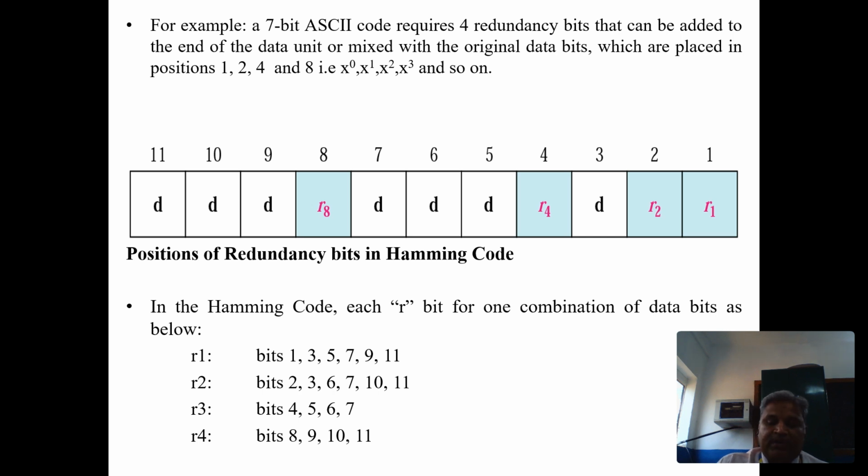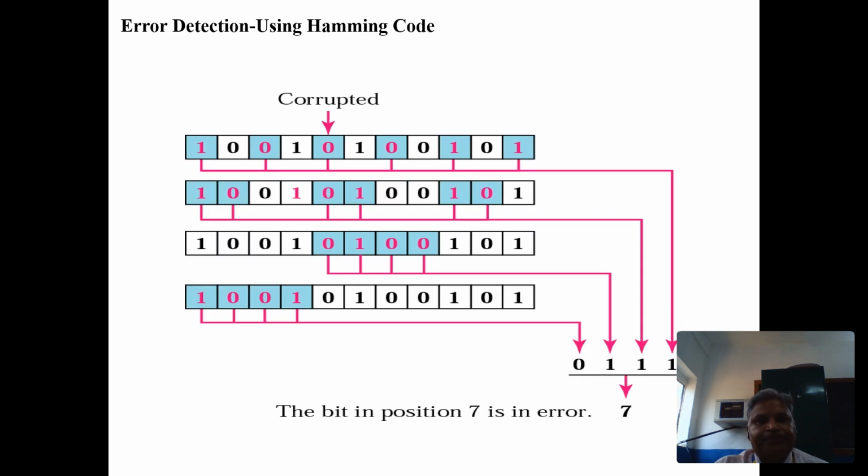Upon receiving, what we have to do is extract the values of R1, R2, R3, R4 from the received data sequence, and find what value they yield. Again, we have to perform the same procedure. For R1, we have to check 1 3 5 7 9 11. Similarly, for R2, we have to check 2 3 6 7 10 11. For R3, we have to check 4 5 6 7. For R4, 8 9 10 11.